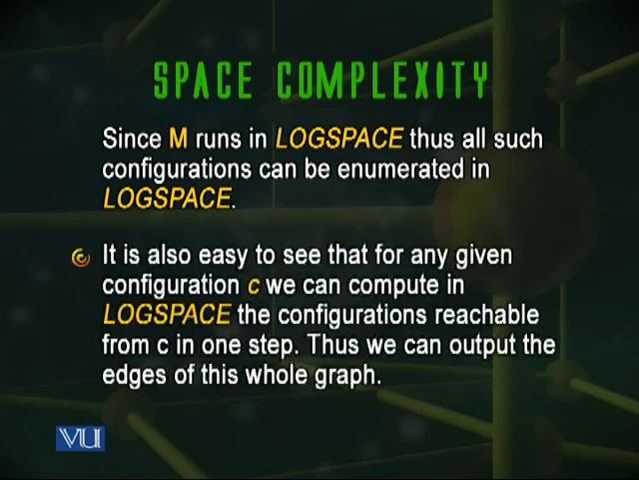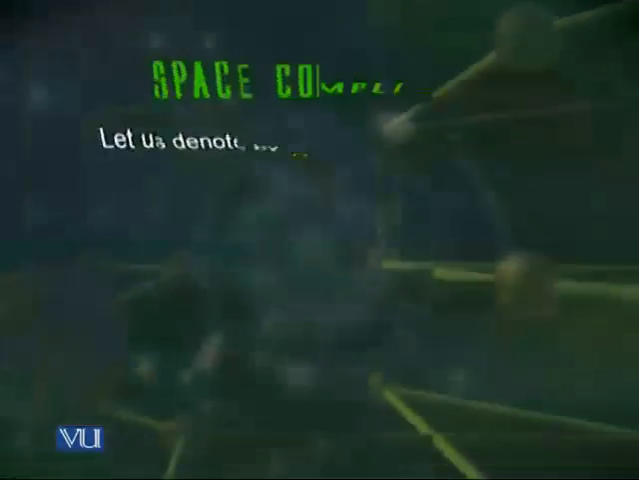It is also easy to see that given any configuration C, we can compute in log space the configurations that are reachable from C in one step. Thus, we can output the edges of this whole graph. So, what we can do is output the vertices of this whole graph, this computation graph of M on X, and all the edges of this whole graph, and this only requires us to use log space.